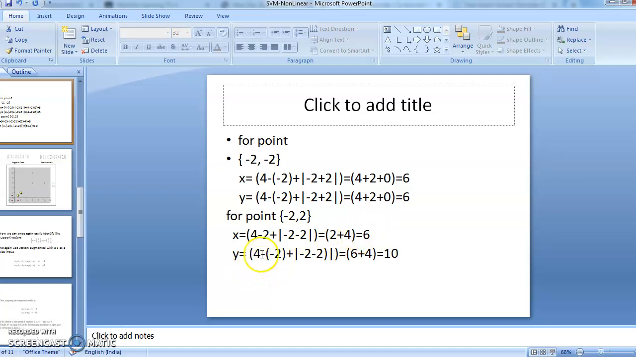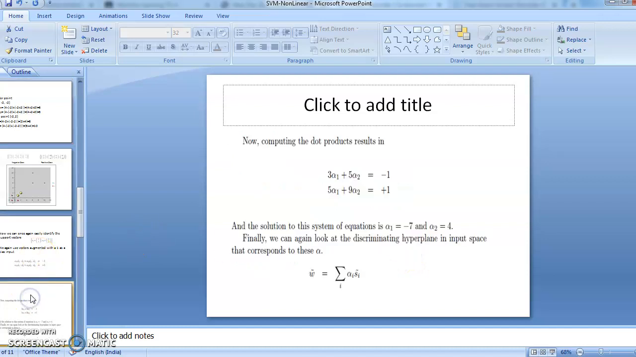Similarly, what is the y value? 4 minus x1. Here x1 is minus 2. So this minus minus will become plus, so this value will be 4 plus 2. And the absolute difference is minus 4, but we will consider only the value, that is 4. So the point is 10. So what are the data points here?